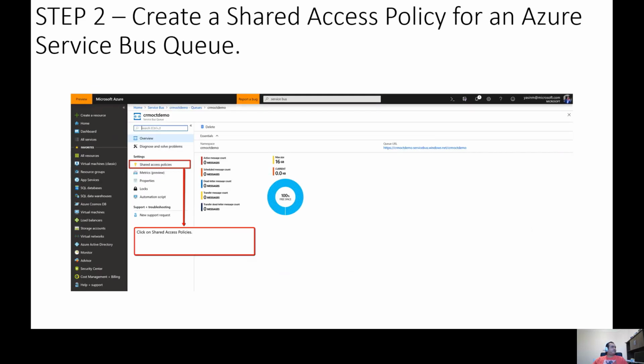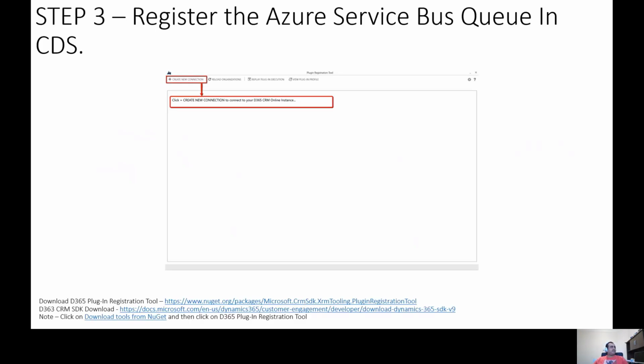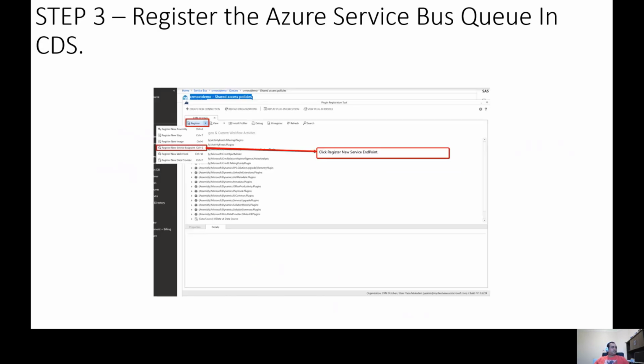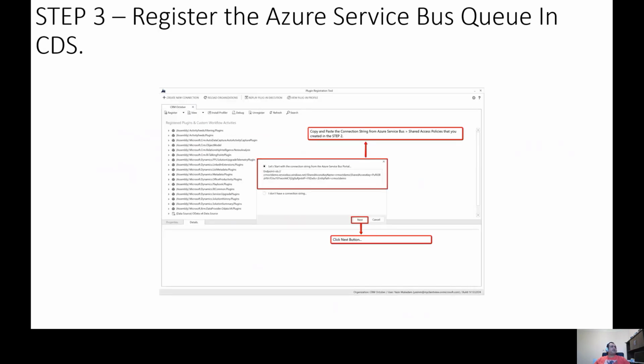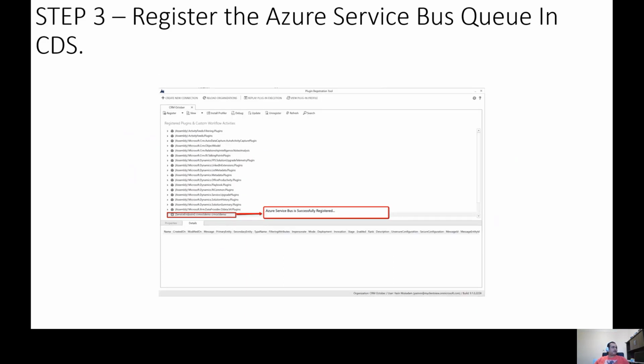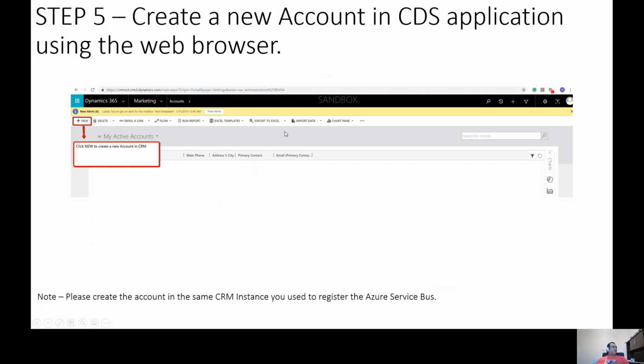Once you have set it up, I explain how you register the message queue in CDS using the plugin registration tool. You log into CDS, select your instance, then say you want to register a new service endpoint. Within the service endpoint, you copy your endpoint, and then you have your endpoint registered. After that, you add a step. And then when we create a record, we should see a message.